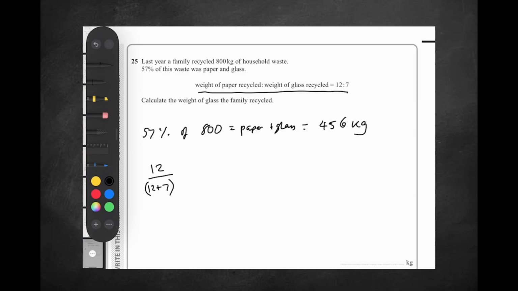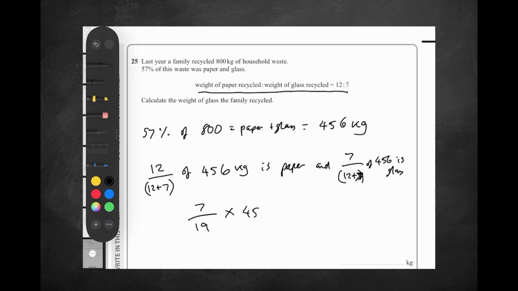Now, we know the ratio here is 12 to 7, which means 12 over 12 plus 7 as a fraction of the 456 kilograms is paper, and 7 over 12 plus 7 of 456 is glass. So we want the glass. So 7 over 12 plus 7 is 19 times 456 kilograms. It's going to be our glass. Let's do this on the calculator. 7 divided by 19 times 456 is 168 kilograms.